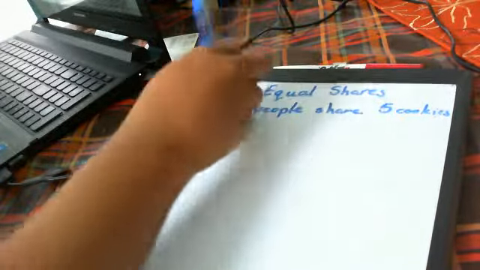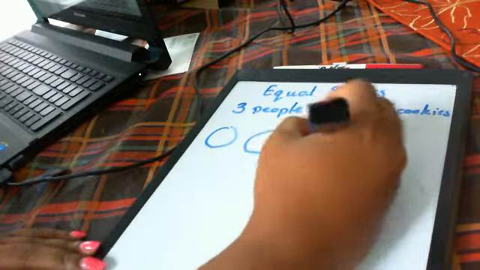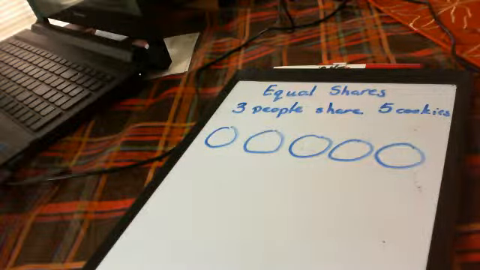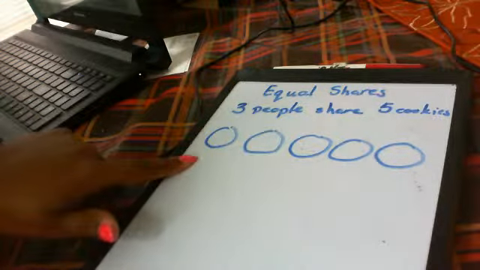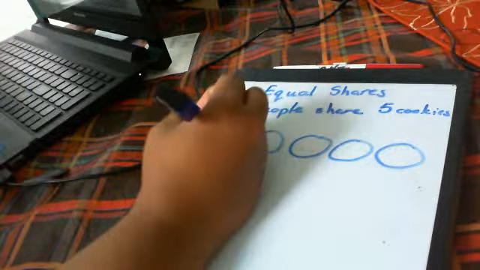Well, I'm going to draw this a little bit bigger so you can see it better. But these are my 5 cookies. And I know I have 3 people. That tells me that I can take each of these cookies and divide it into 3 parts. So let's do that.